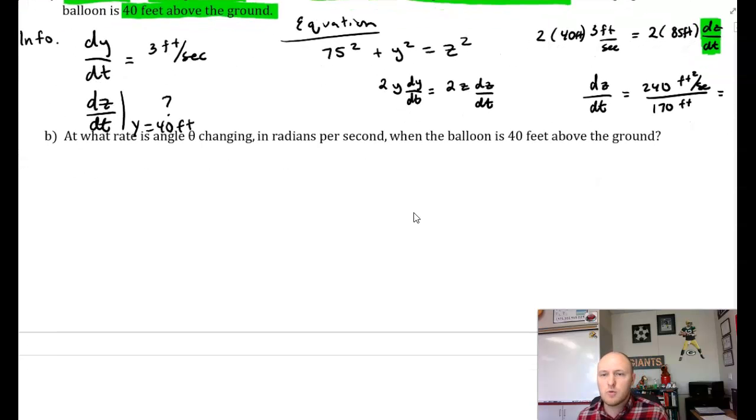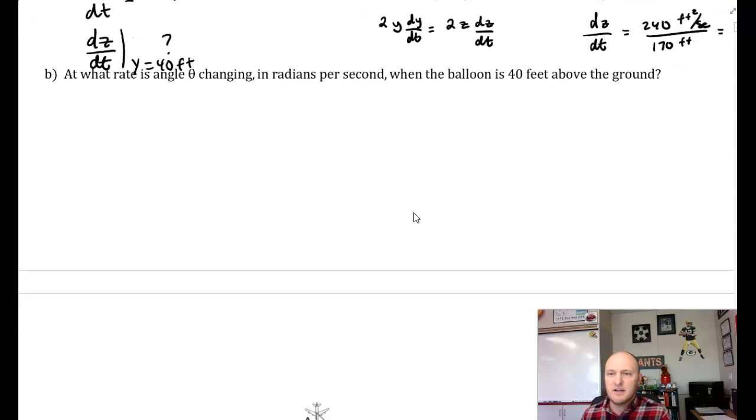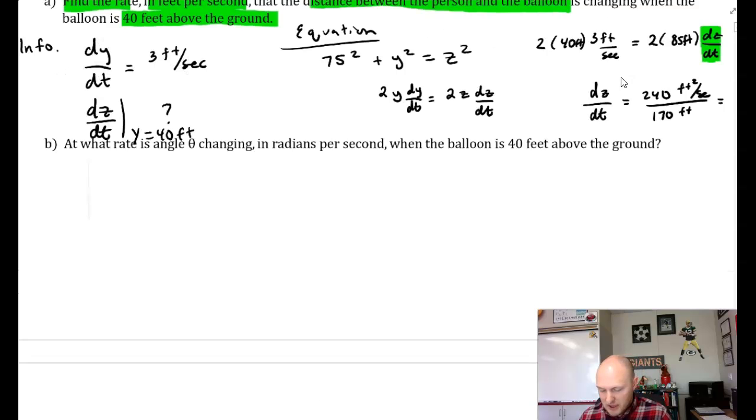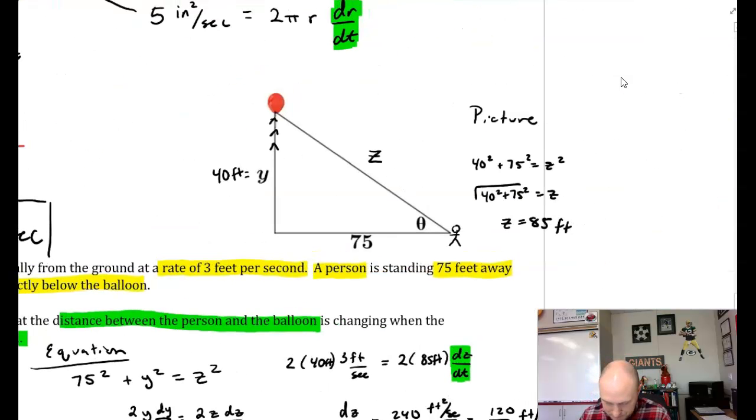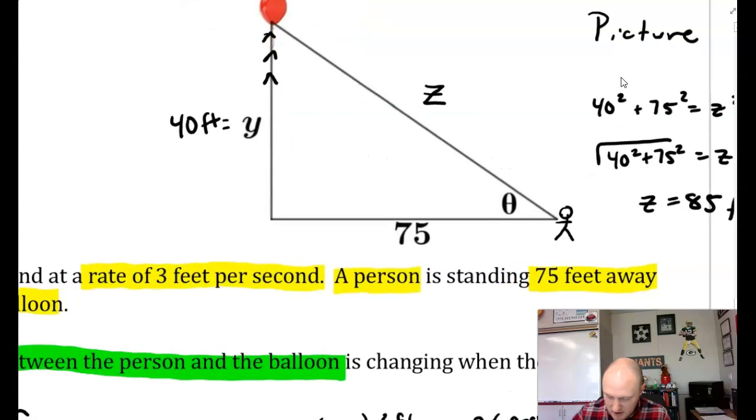Part B, at what rate is the angle theta changing in radians per second when the balloon is 40 feet above the ground? So again, my picture and my information is not going to change. What's changing is my equation. So going back to my image here, I want an equation that ties in theta and ties in the side y equaling 40. And now I know that this side is 75.